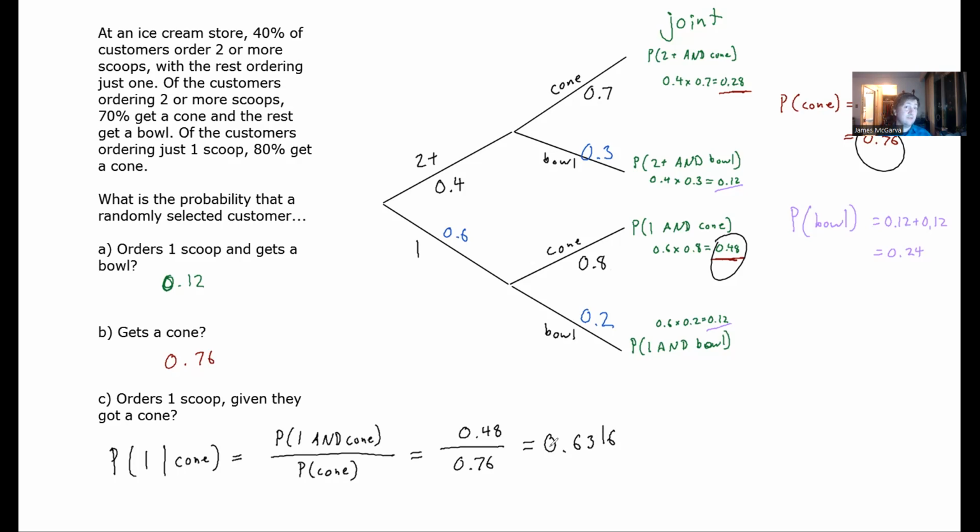And I could solve any of these conditional probability questions in the same way. What's the probability they ordered 2 or more scoops given they got a bowl? I would just do the same thing with the and, then the dividing. And it would work out. So this is how we would do a question that involves a probability tree.